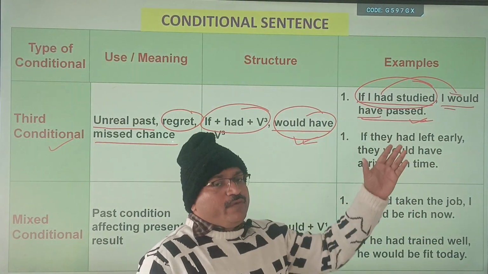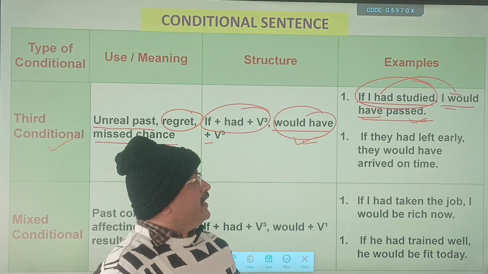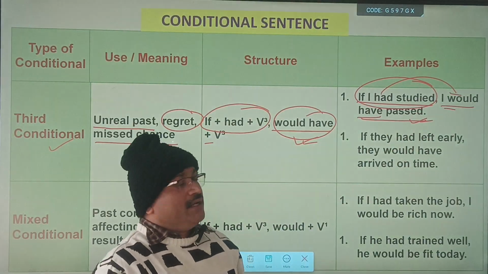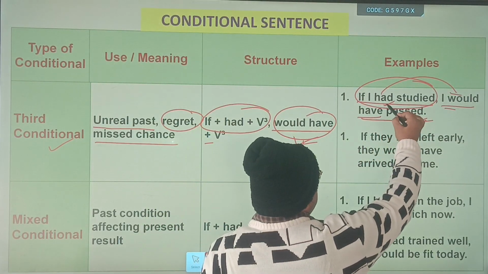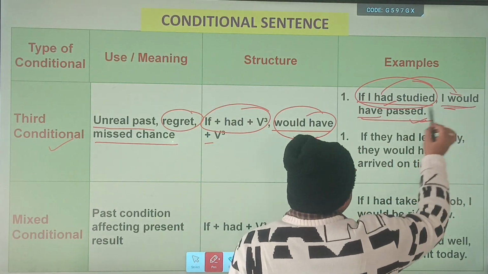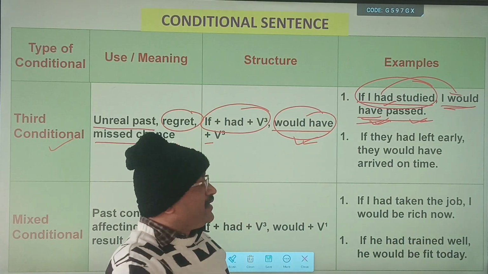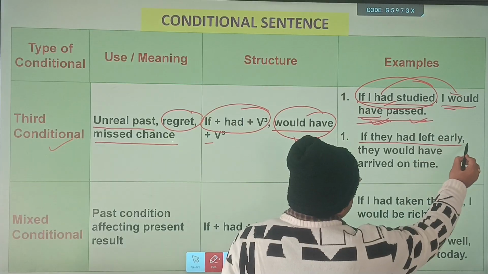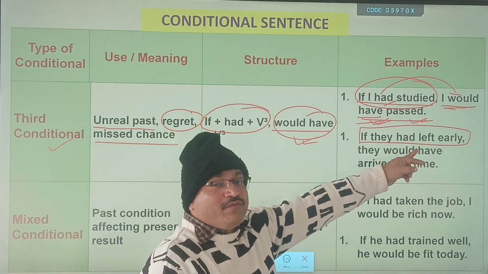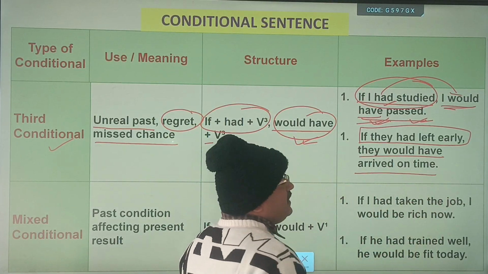Remember, this type of question is frequently asked in examination, in spotting errors also. If I had studied, I would have passed. Wherever you see had in a conditional sentence, find out would have. Would have is a must in that sentence. If they had left early, this is the if clause. Had must be followed by would have. They would have arrived on time.